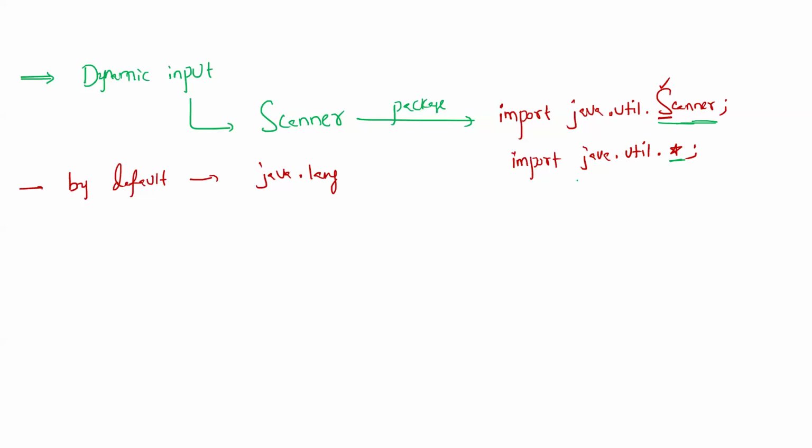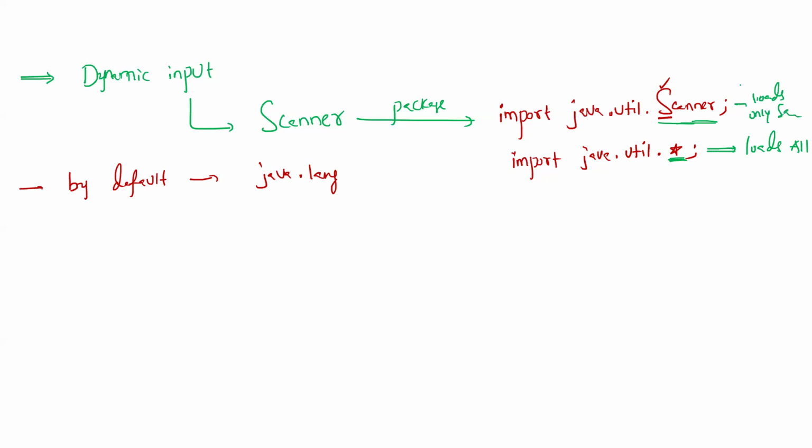Yeah, so here is the concern. Do you want to use all the classes which are present in the util package, or only the Scanner class? Only the Scanner class, right? So if you are using this star approach, it loads all the files, all classes, into our program. But this loads only the Scanner class.